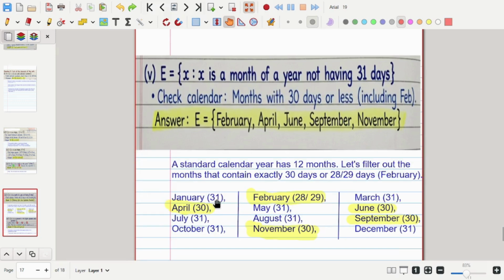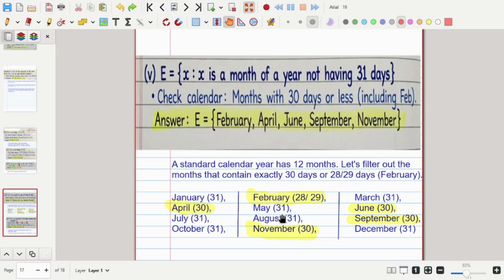January has 31 days, so it is not included. February has 28 or 29 days, so it is less than 31, so we will include February in the set. March has 31, so it is not included. April has 30 days, so it is less than 31, so include April.